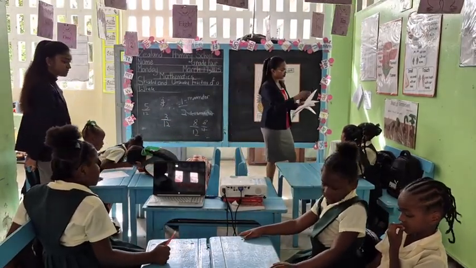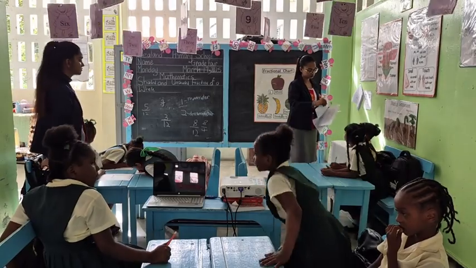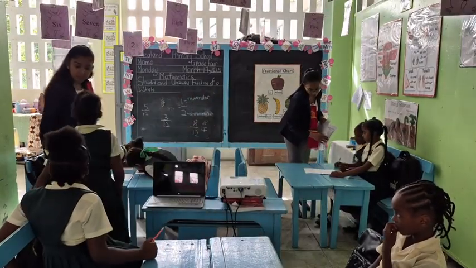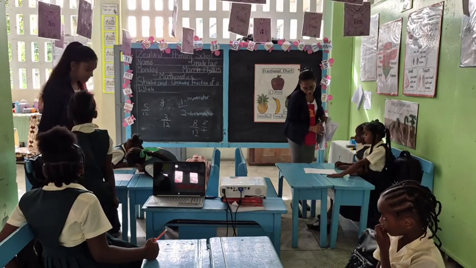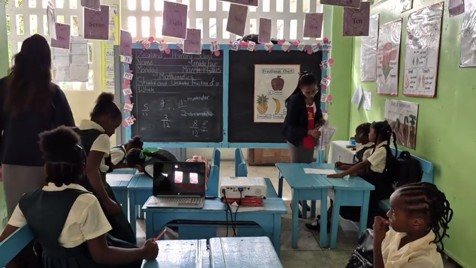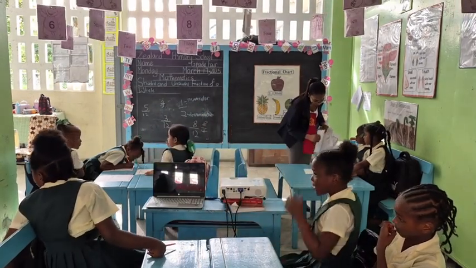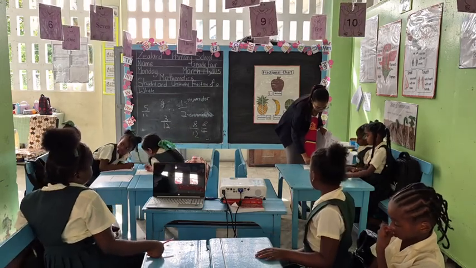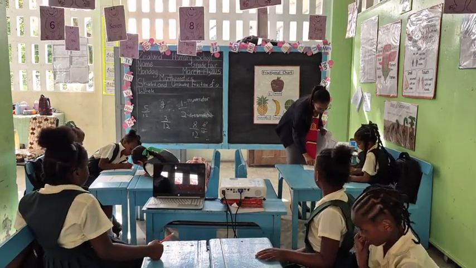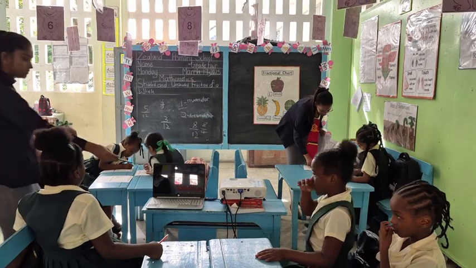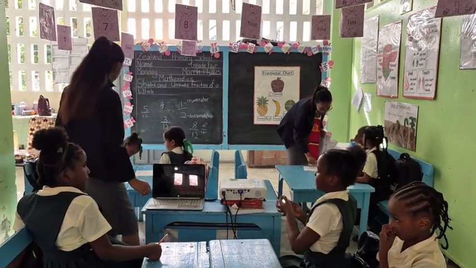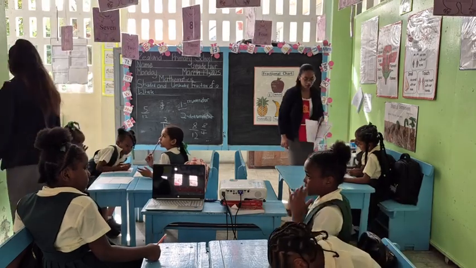For this group, you are going to shade the fraction shown under each shape. If you notice, under each shape here has a fraction. So we have 1/2. How much do we shade? Good. So you're going to shade that, okay?